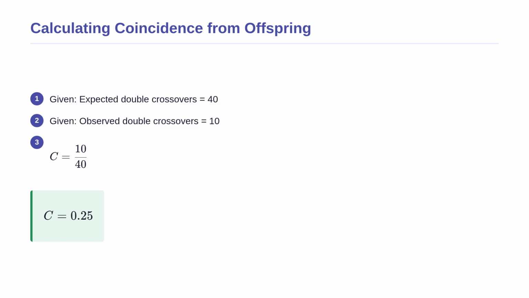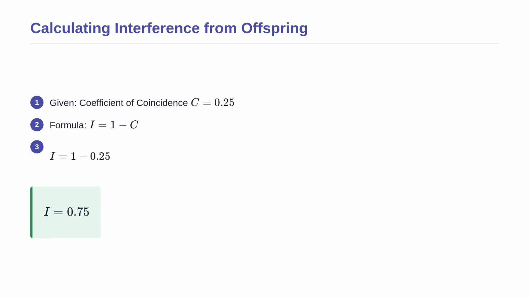We need to calculate the coefficient of coincidence. We use our formula, dividing the observed double crossovers by the expected double crossovers. We substitute 10 into the numerator and 40 into the denominator. Dividing these gives us a final answer of 0.25. This means we only saw 25% of the double crossovers we mathematically expected.